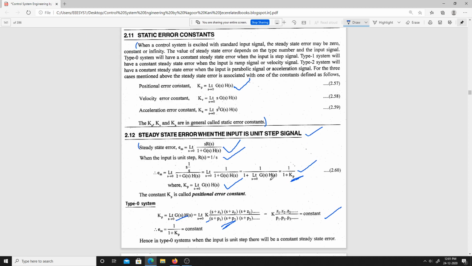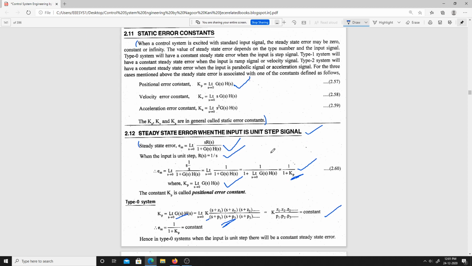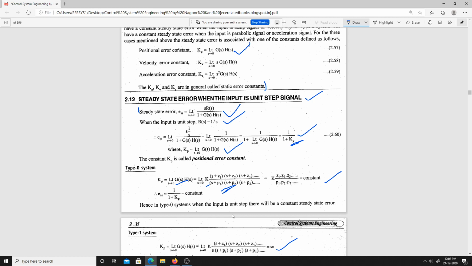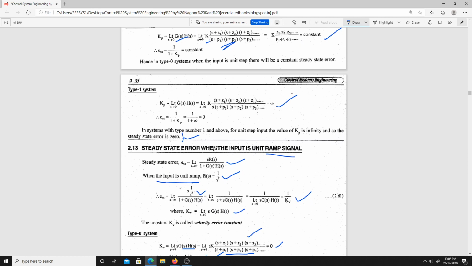Whereas when the input is a unit step signal, in the type 0 system we have a constant steady state error, but here it will be infinity in this case, right?